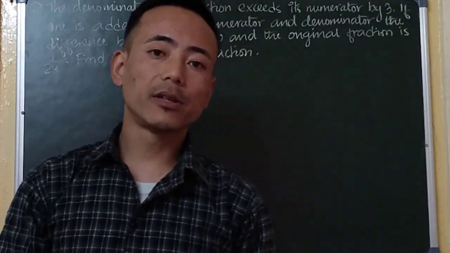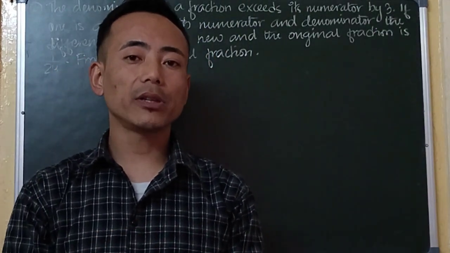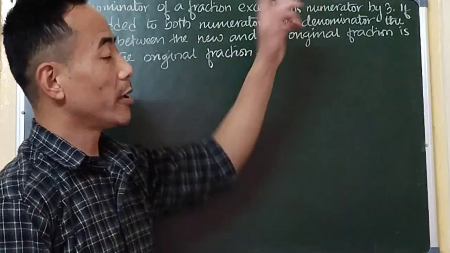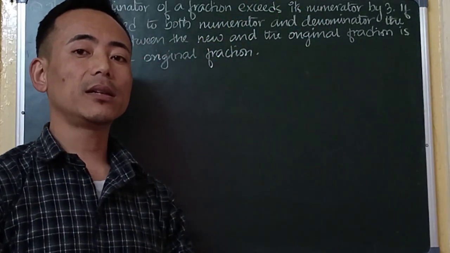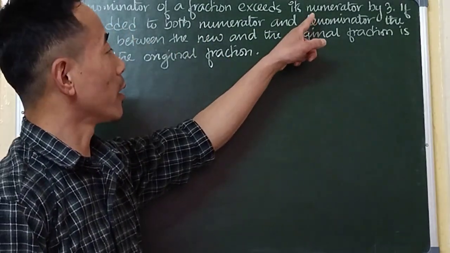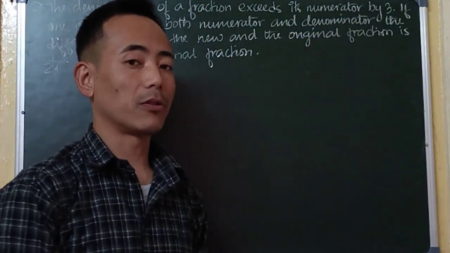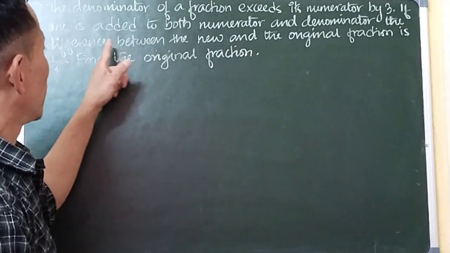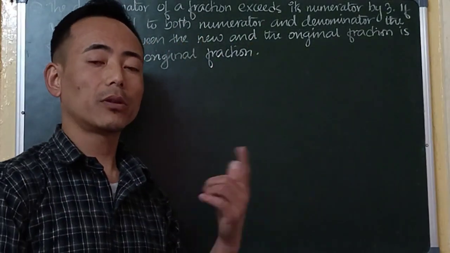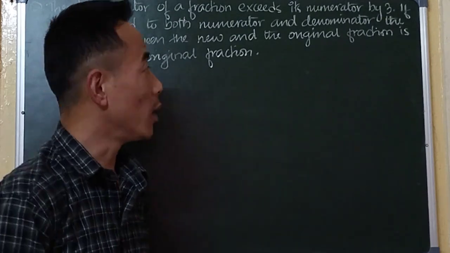So a fraction is given, and in that fraction it says that the denominator exceeds numerator by 3. Exceeds means it is greater than the numerator. Denominator is greater than the numerator by how much? By 3. Now in the second case, they are saying if 1 is added to both numerator and denominator. So both the numerator and denominator we have to add 1.